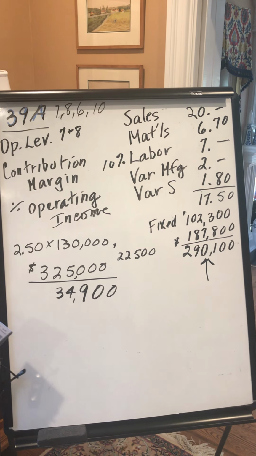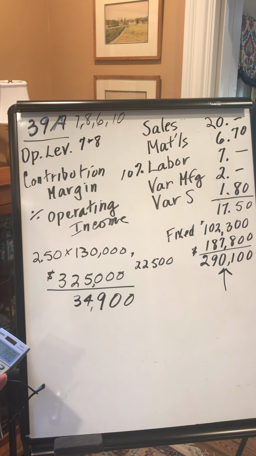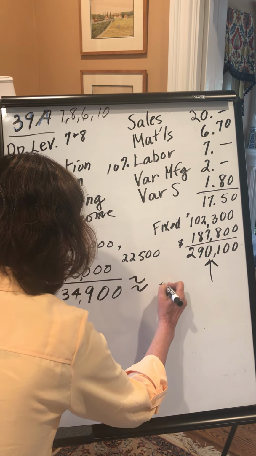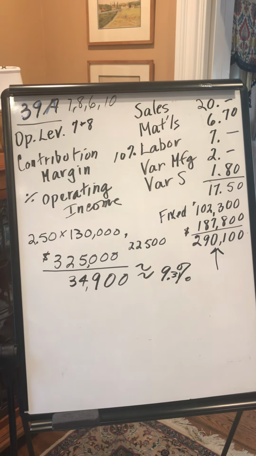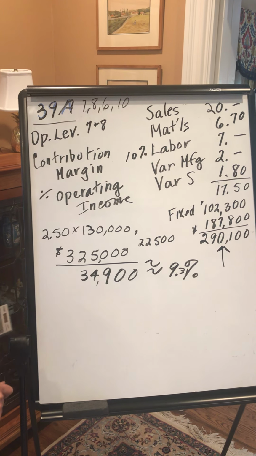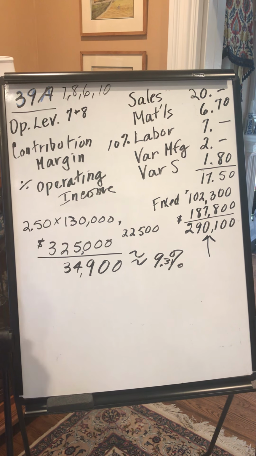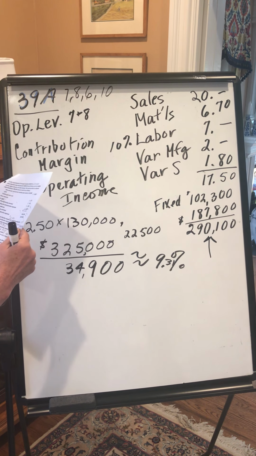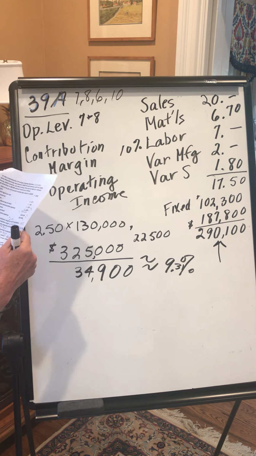And so the percentage, 325 divided by 34.9. So I'm going to say approximately 9%. 9.31 actually, rounded. Okay, so that's the answer to number 7. That's the operating leverage factor. Number 8, we are told, well, if sales go up by, and let's see, what is the percent? If sales volume increases by 7%, by what percentage will operating income increase?